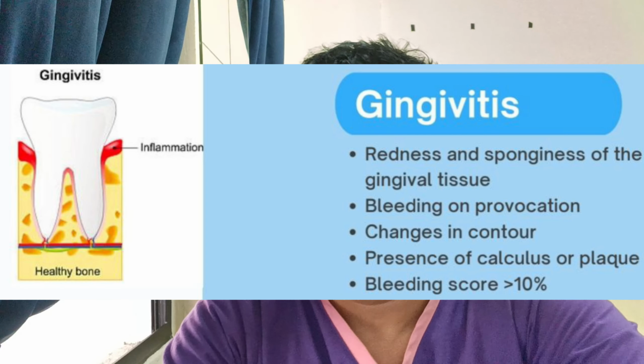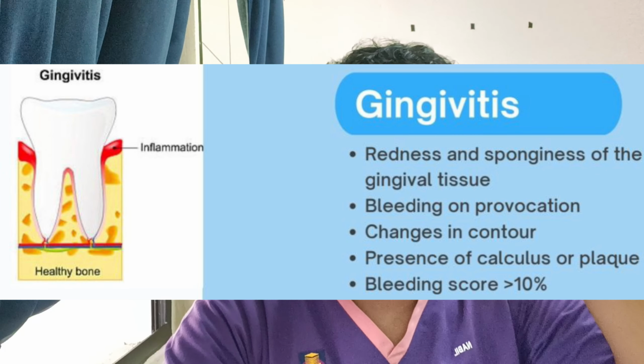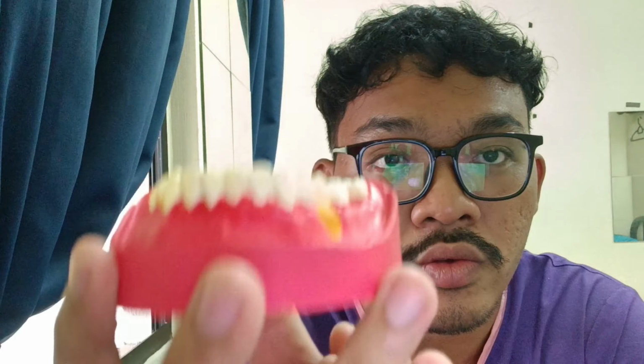Next, I'll be explaining two different diseases or conditions that usually occur in our mouth, which are gingivitis and periodontitis. Gingivitis stands for inflammation of the gingiva, or inflammation of the gum. Usually there are a few symptoms that we can observe to identify whether it is gingivitis or periodontitis. For gingivitis, we can see redness and sponginess of the gingival tissue.